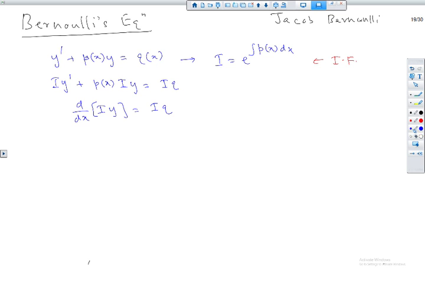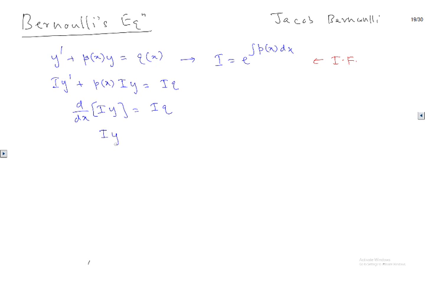After that, we integrate both sides. Once you integrate both sides, this side becomes I y equals the integral of I q, where these are both functions of x, so it's dx. And then once you finish the integral, so we normally assume that this is easy to integrate, and then we can solve for y by dividing by I.